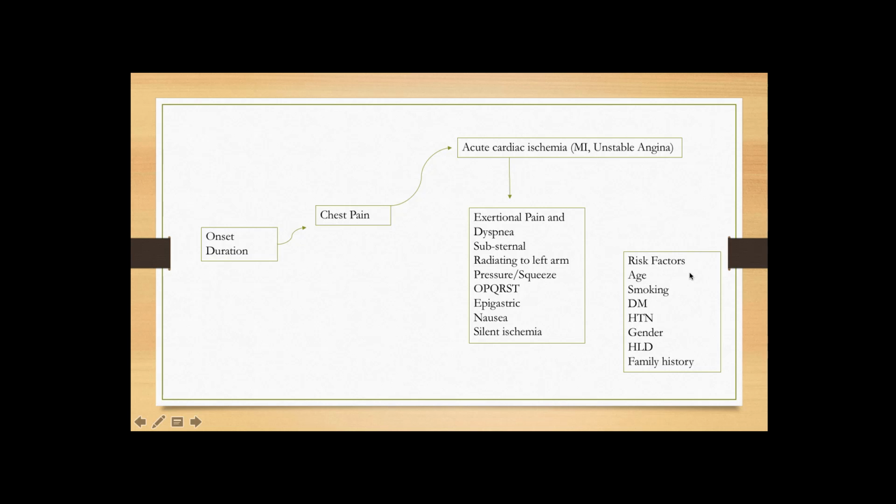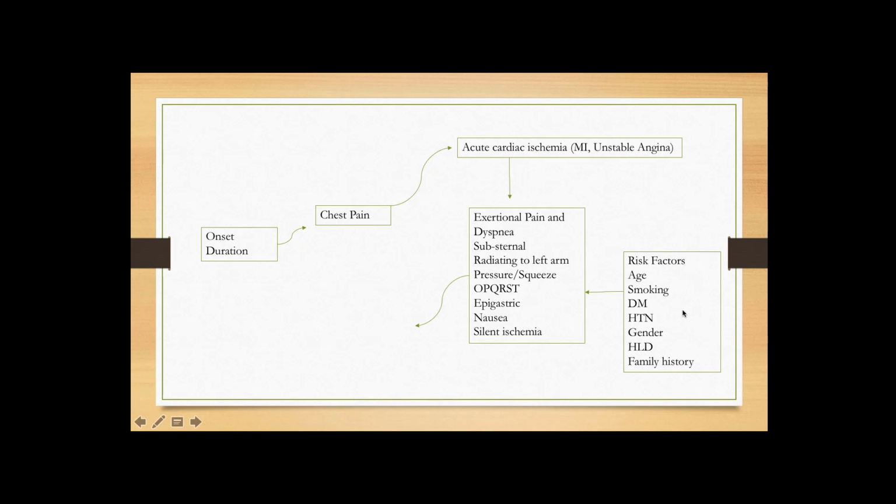What are the risk factors? These are the big ones: older age, history of smoking, diabetes, which is a huge risk factor, hypertension, hyperlipidemia, male gender, and family history of heart disease. All of these are risk factors. In addition, lately we have found out that obesity has become a risk factor. Patients with renal failure are also at risk for cardiac ischemia. So you can see that a lot of chronic diseases are risk factors for acute cardiac ischemia, because these are the patients who develop coronary artery atherosclerosis.